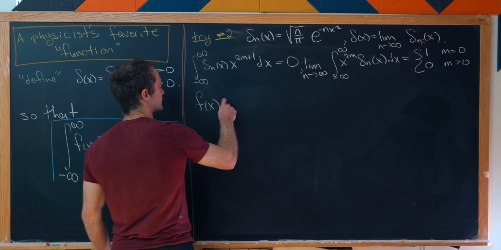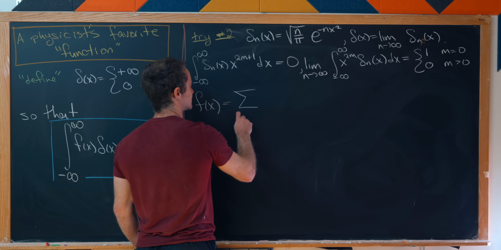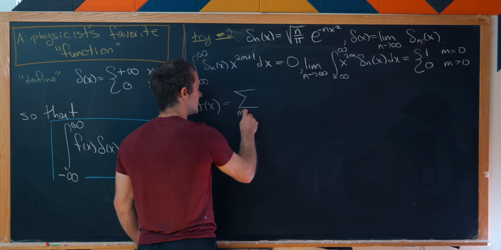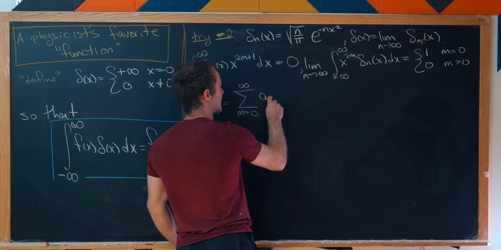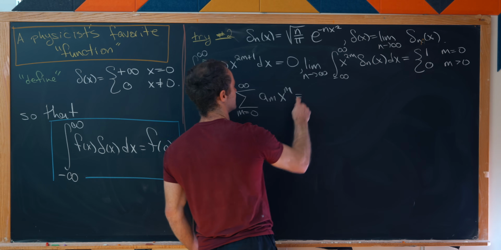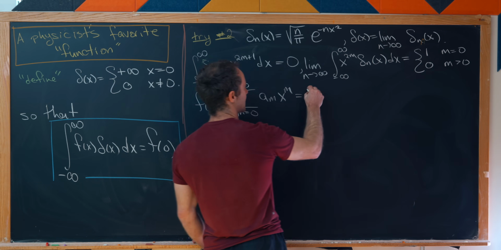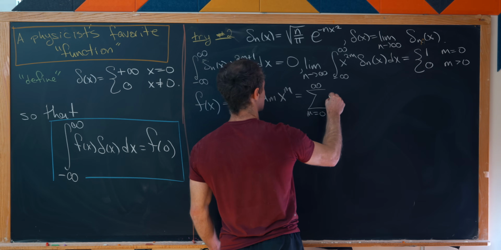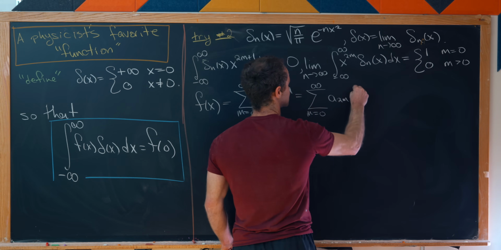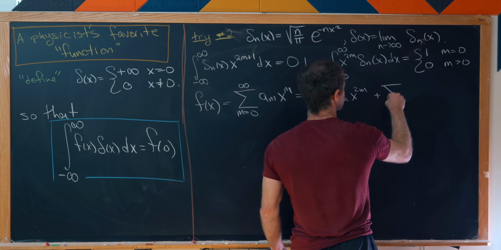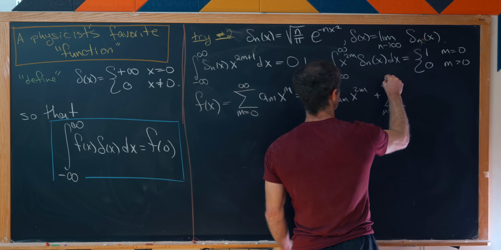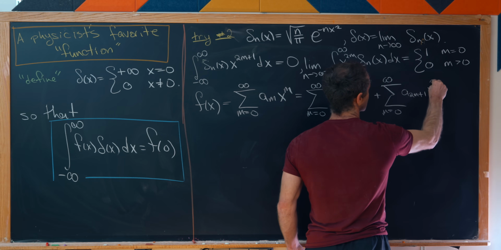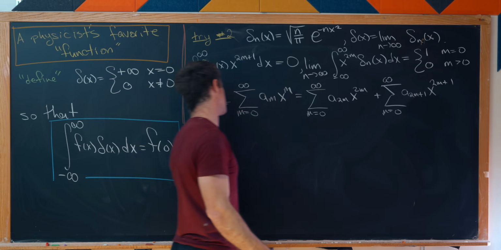Okay, so let's rewrite f of x as the sum as m goes from 0 to infinity of a sub m x to the m. And then let's split this into even and odd parts. So we have this is the sum as m goes from 0 to infinity of a sub 2m x to the 2m plus the sum as m goes from 0 to infinity of a sub 2m plus 1 x to the 2m plus 1.